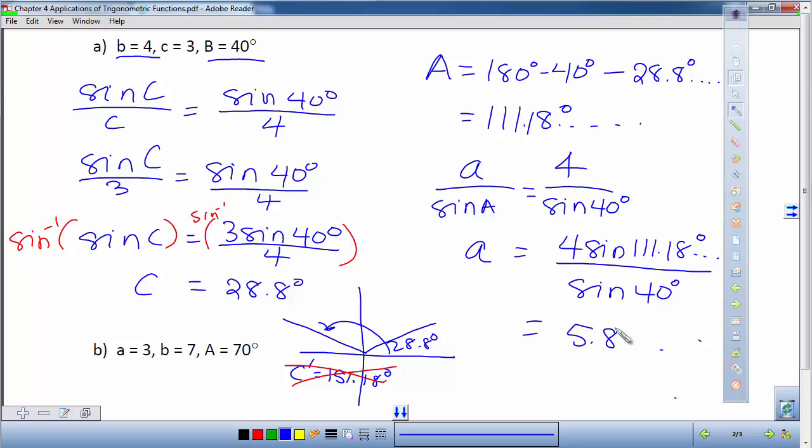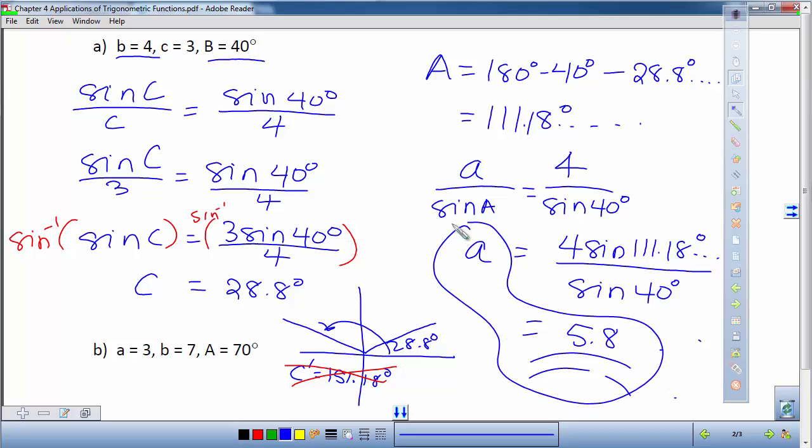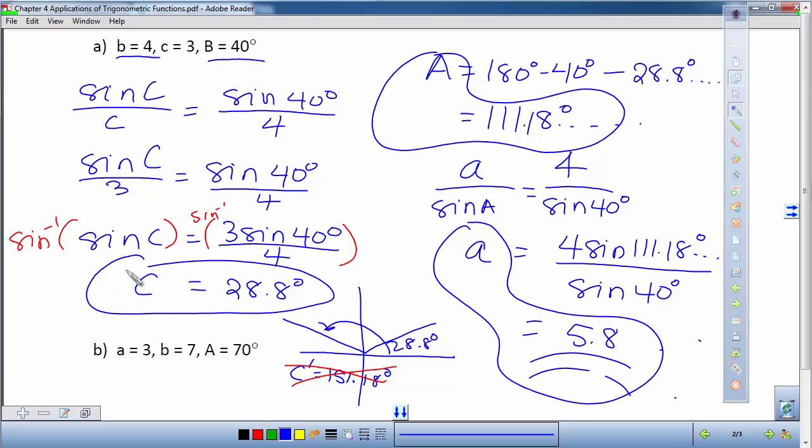We had a side of 4, we had a side of 3, and then this one is 5.8. So there we go, that's our solution. A is 5.8. Angle A is 111.18 degrees, and here's our angle C. Questions about it? All right, very good. Why don't you try B on your own?